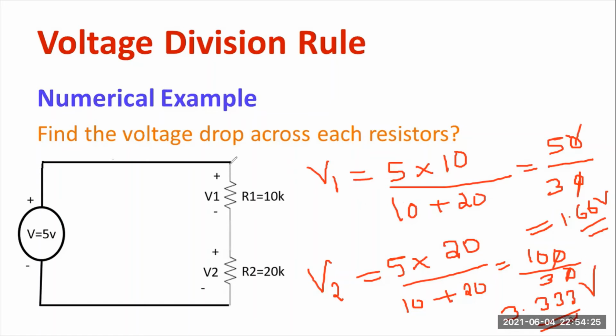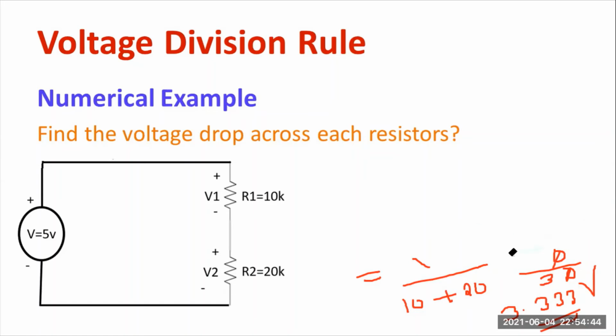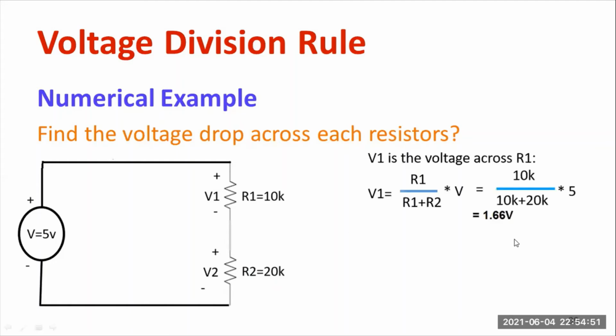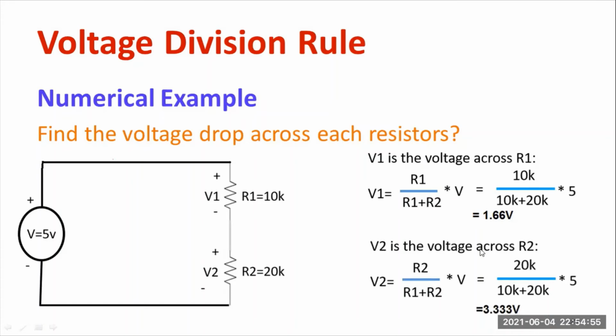1.66 volt will come across here. This is your V1, and this will be the V2. I think you have understood how to apply the voltage division formula. Likewise, you can apply it to calculate the voltage across each and every series element. Whenever a series circuit comes, you can apply the potential division formula or voltage division formula. So you can verify the answer. Absolutely, you are right. The answer is right.